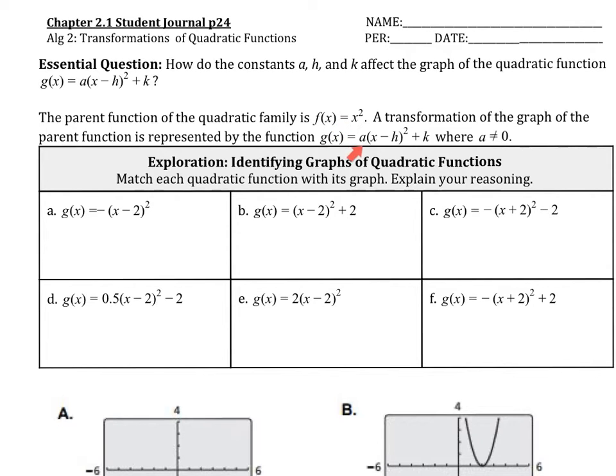Whenever we add something to it, like a, which is used for vertical stretch and shrink, h for horizontal left and right translation, and k for vertical translation up or down, this type of function is used for a translated function. So we call it a translated function.